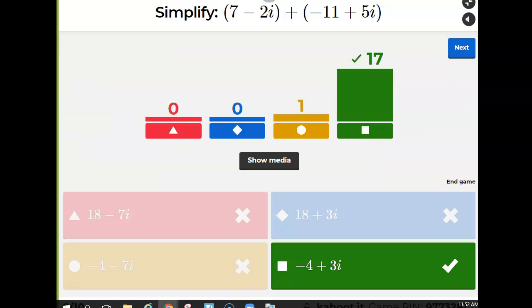All right, nice. So this one, nothing super special. It's just addition. So then we're going to add just the real parts together. So you should get a -4 for the real portion. And the imaginary part is a positive 3i.